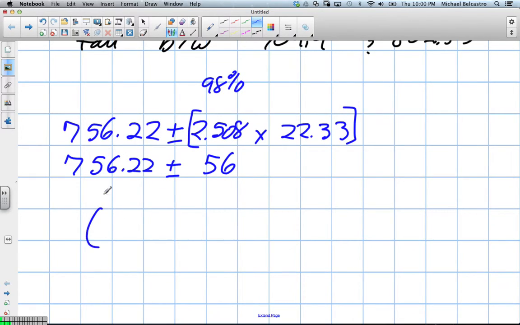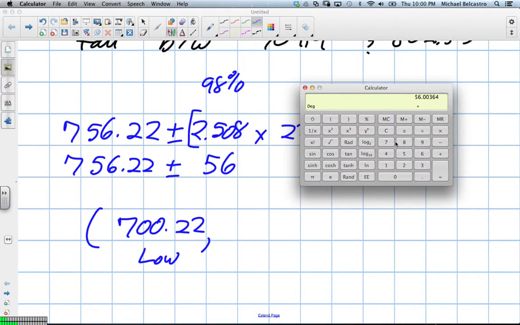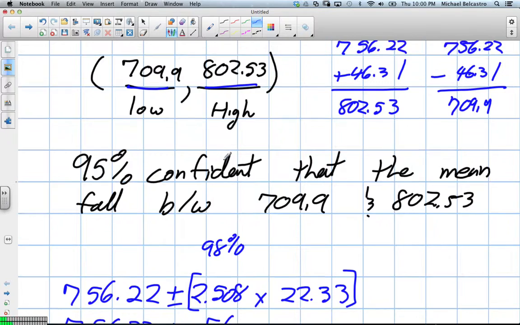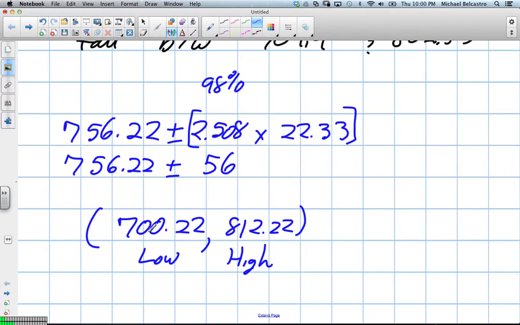Which means our range for our low is going to be 722 on our low. And our high is going to be a little higher, plus 812. Assuming we've done this correctly, okay, assuming I calculated that part there, notice our high and low are a bit larger. Our other numbers were 802 and 709. These ones are 812 and 700. So giving us a bigger range.